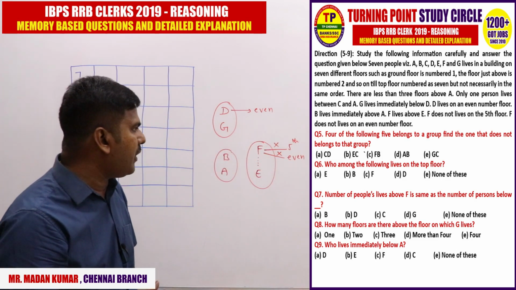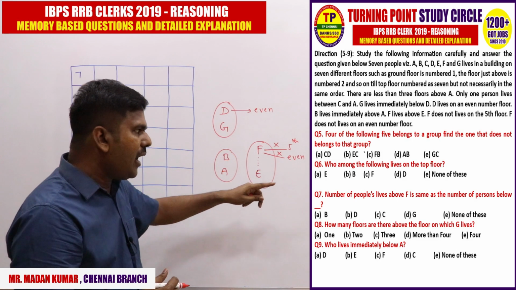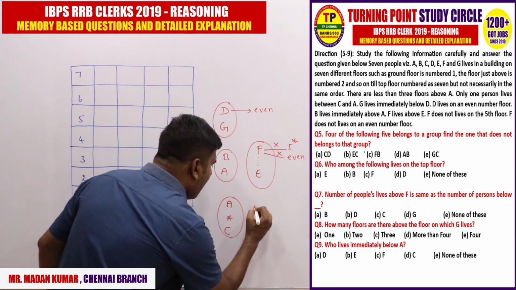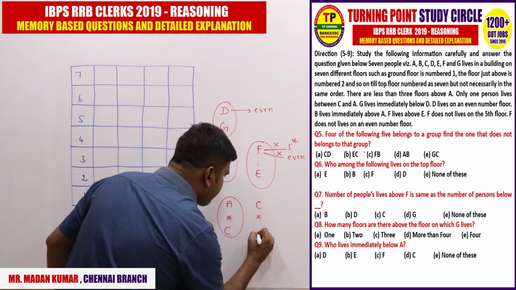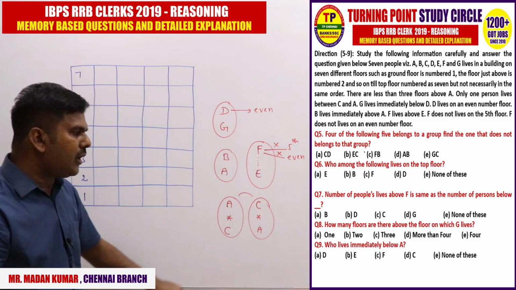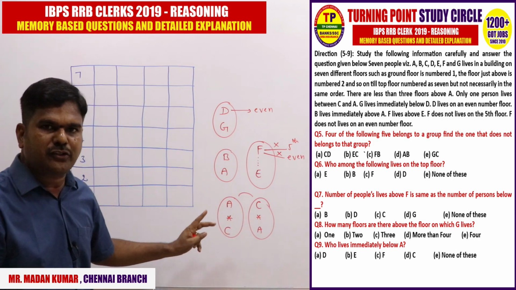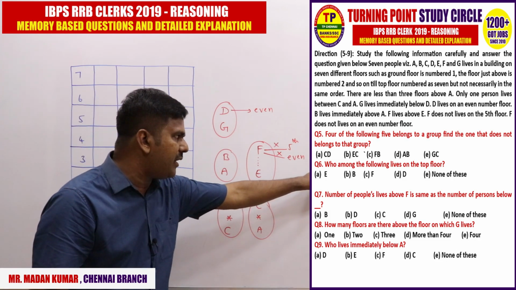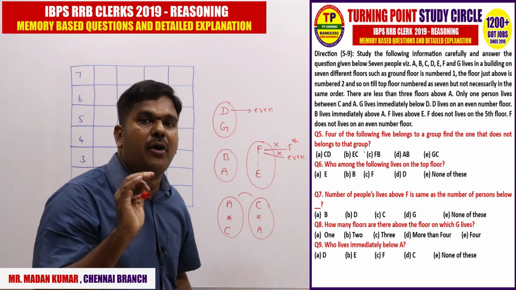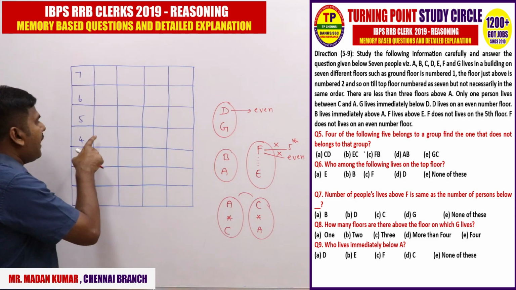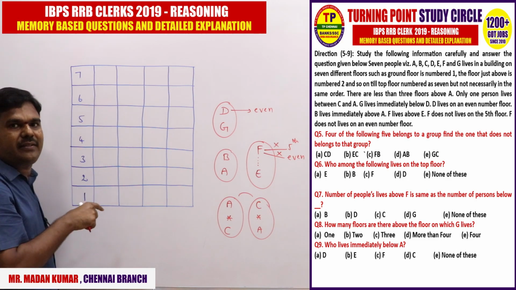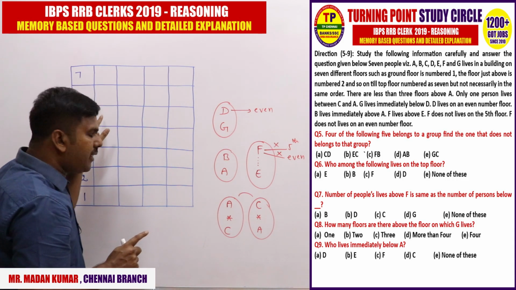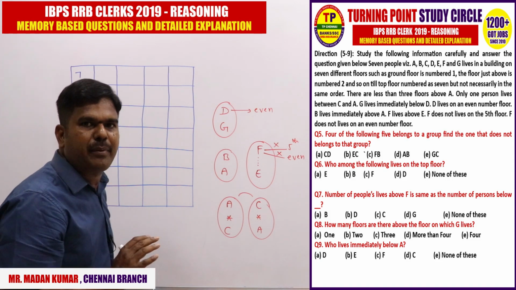Even the first statement, what is being given? There are less than 3 floors above A, and only one person lives between C and A. So either way it is possible. That is the reason it is given as A space C or C space A. And clearly in the first statement, there are less than 3 floors above A. So A cannot be on the 4th floor. Why? Because less than 3 floors are there. A cannot be 4th, 3rd, 2nd or 1st floor. A can be either 5th floor or 6th floor or 7th floor. Only these 3 possibilities are there.